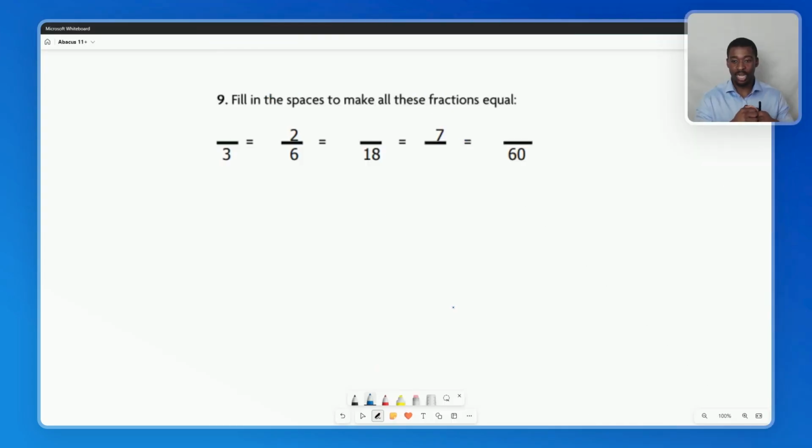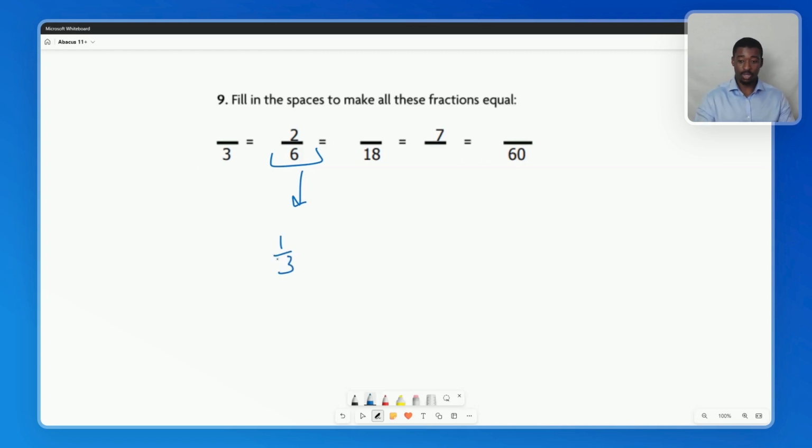Okay, so here for question 9, we have to fill in these spaces to make all of these fractions equal. So what we have to do here is start on this fraction, because this fraction tells us what we have to turn all these fractions into. Because this fraction here, 2 over 6, shows that we want all these fractions to equal 2 over 6, which is 1 over 3.